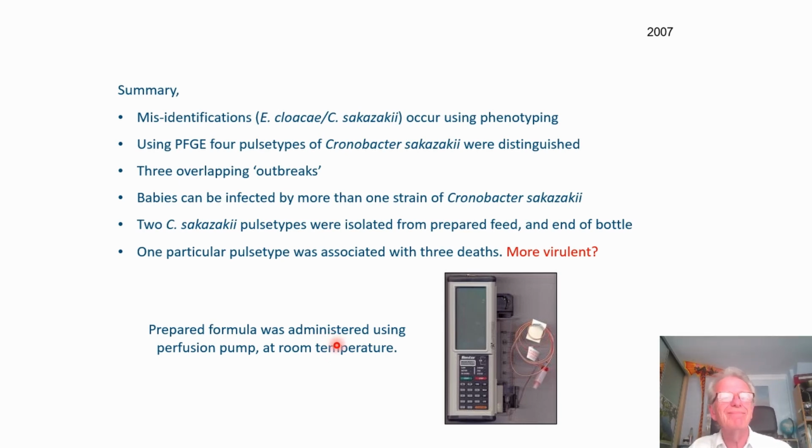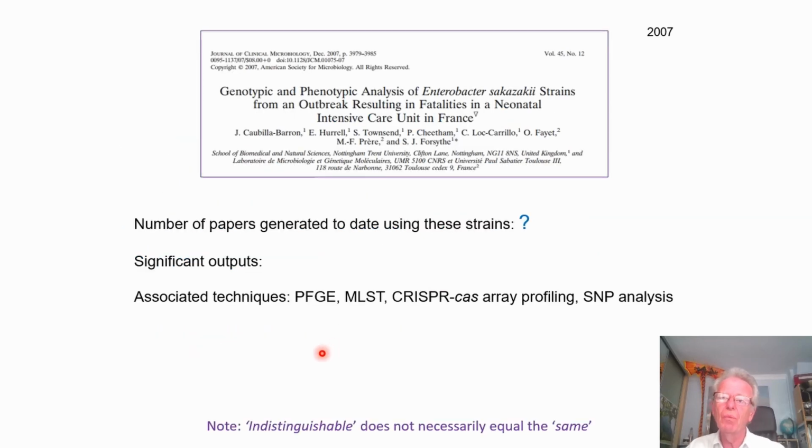So moving on, in part 2 we're going to be looking at the number of papers that were subsequently published concerning these strains. We're going to look at the outputs and research and our knowledge of Cronobacter sakazakii based upon these strains, and we're going to be looking at a range of techniques of genotyping, ranging from the pulse field gel electrophoresis we just looked at to different types of MLST, CRISPR-Cas array profiling, and SNP analysis. And the bottom line literally is: indistinguishable does not mean the same.